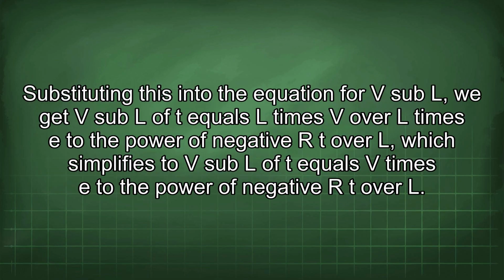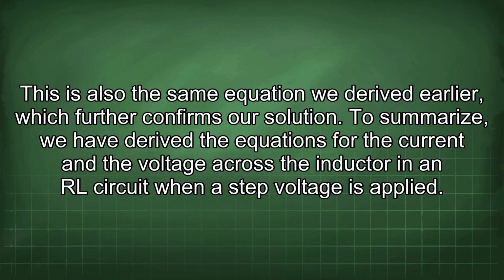Substituting this into the equation for V sub L, we get V sub L of t equals L times V over L times e to the power of negative Rt over L, which simplifies to V sub L of t equals V times e to the power of negative Rt over L. This is also the same equation we derived earlier, which further confirms our solution.